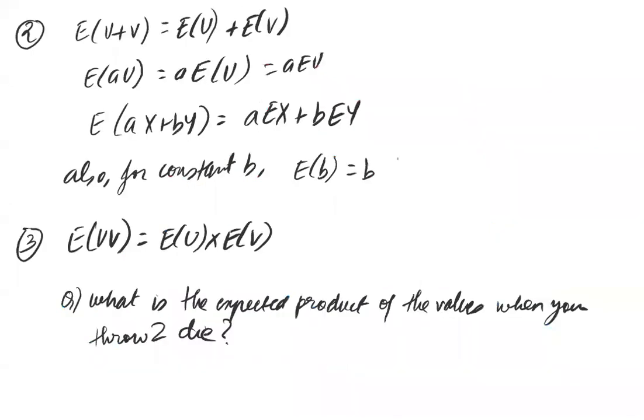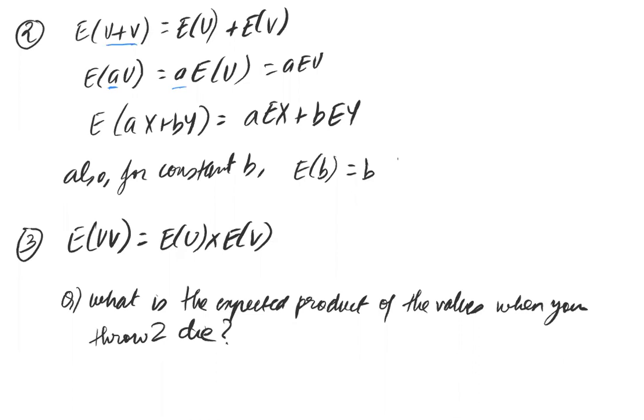Next up are the properties. The expected value of the addition of two random variables is E of U plus V is EU plus EV. Another thing is if you multiply a random variable with a scalar value, then that scalar value doesn't impact the expected value except for just multiplying it. So the expected value of AU is A times the expected value of U, okay?